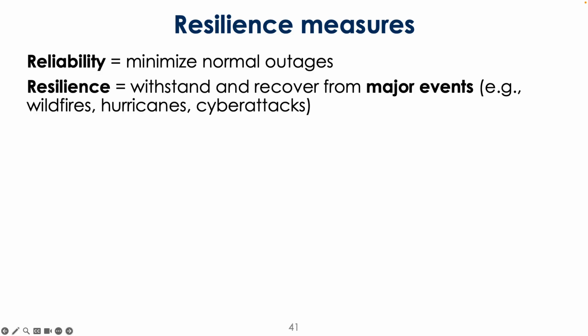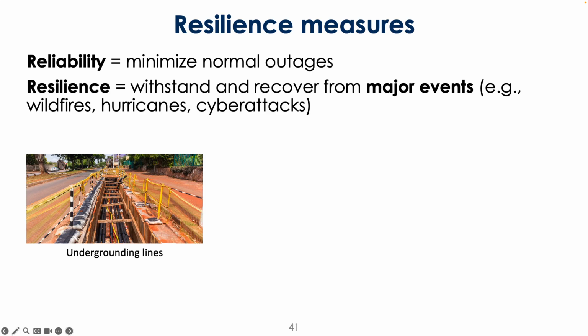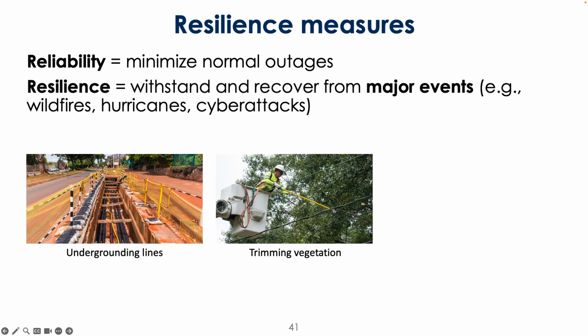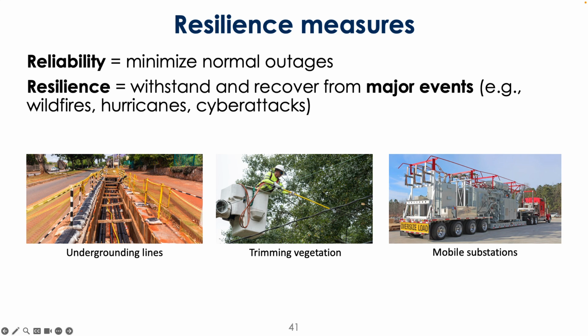What sort of measures have we talked about? Undergrounding can avoid some of this, as can maintenance on vegetation. And to recover from major events, things like mobile substations help when certain types of services are down. If you have damage at a substation, you can quickly go in and provide temporary relief service through something like this.